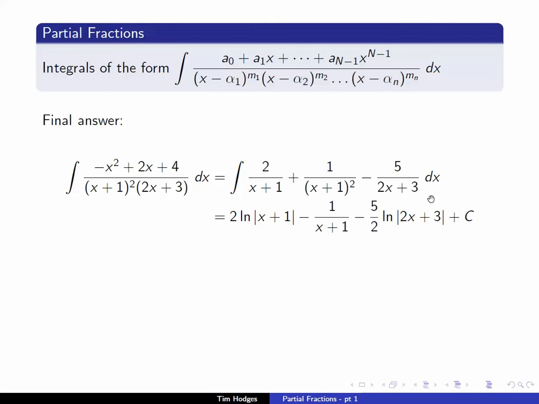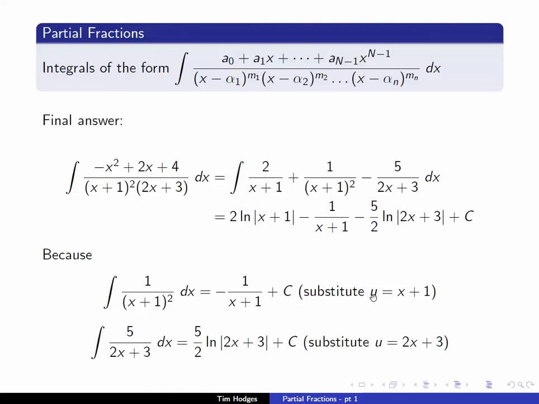If you're confident about your integration skills, you'll see fairly easily that this is 2 log(x + 1) - 1/(x + 1) - 5/2 log(2x + 3). If you're less comfortable with that, you can do these last two integrals using a substitution. In the first one, we'd substitute u = x + 1, and we'd end up with the integral of 1/u², which is -1/u. So that gives us -1/(x + 1).